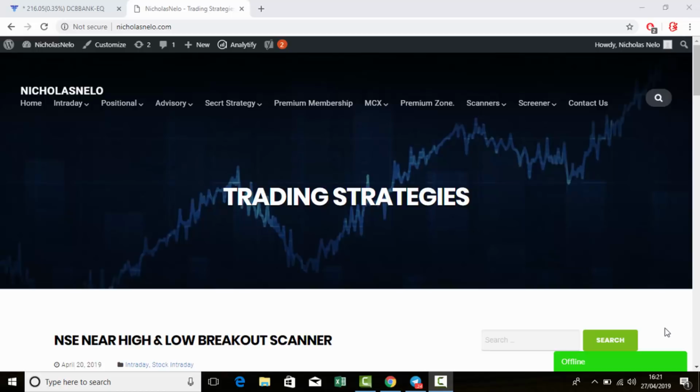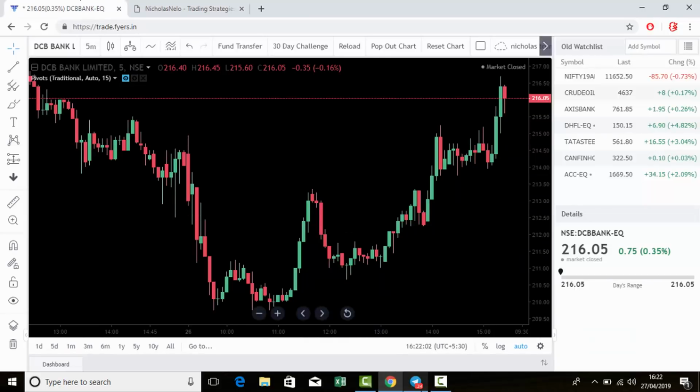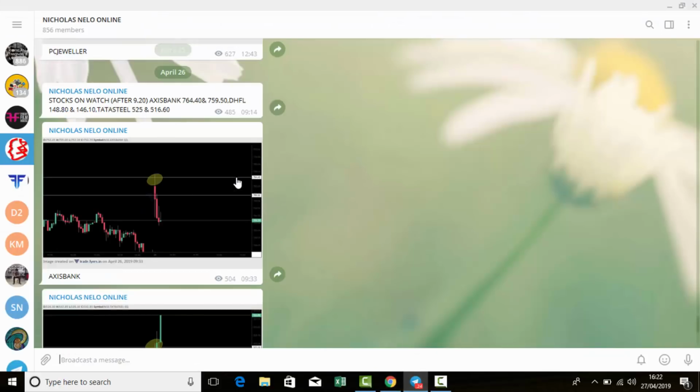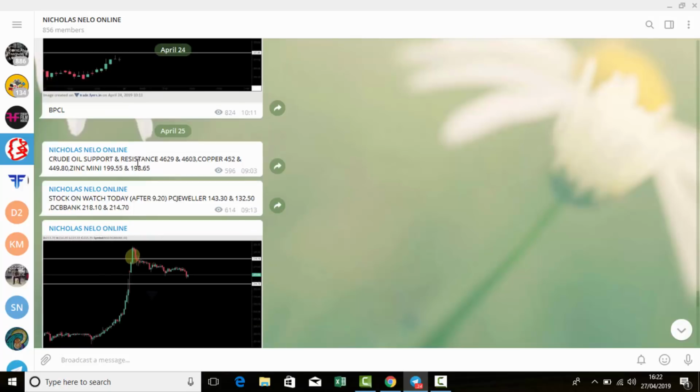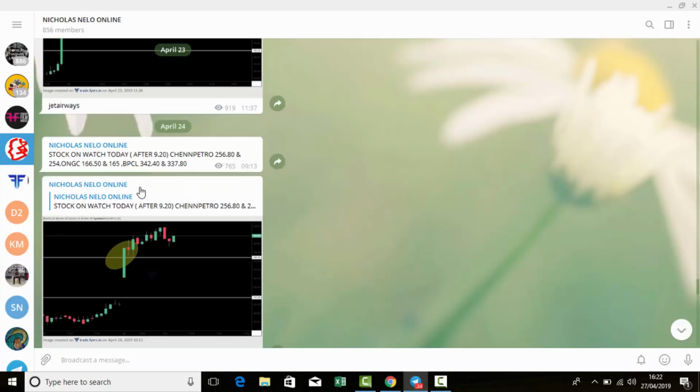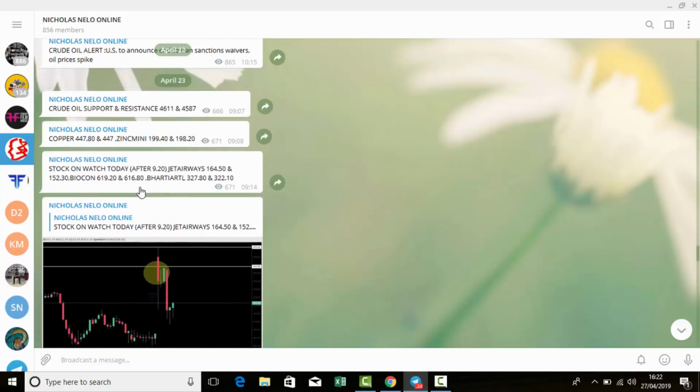Okay, let's go for our topic: how to find out false breakout. As you know, every day in the morning just before market open, I post the stocks to watch after 9:20. Yesterday I posted Axis Bank, DHFL, and Tata Steel. Every day just before market open, I post these three stocks with the support and resistance levels.